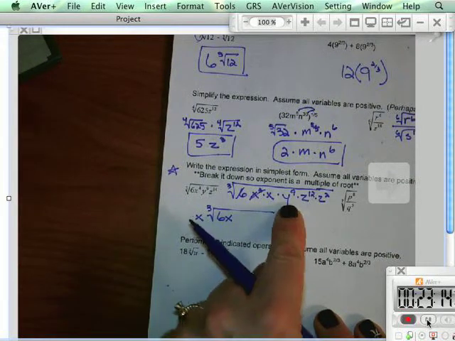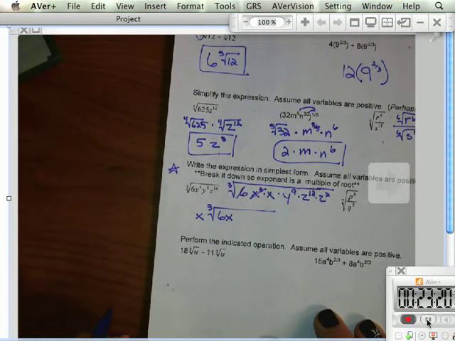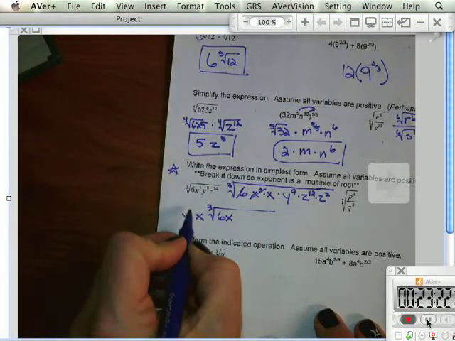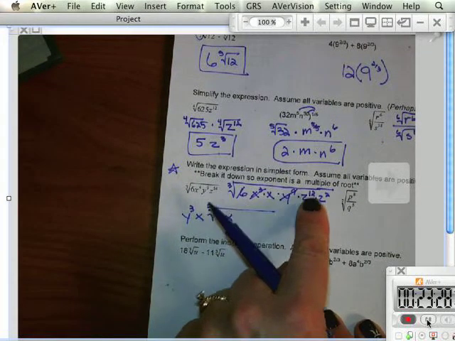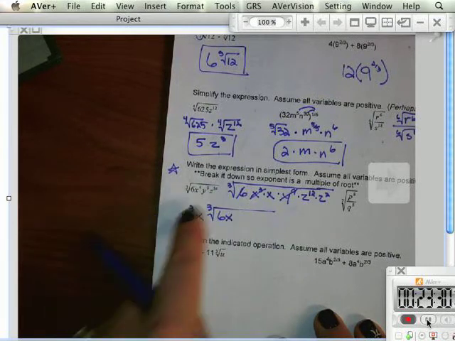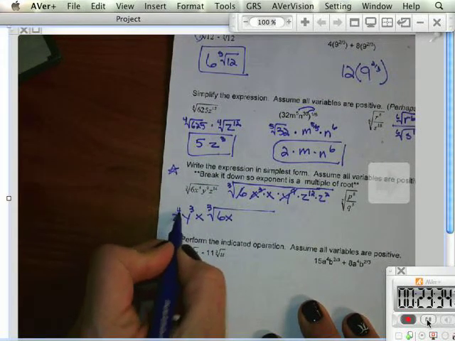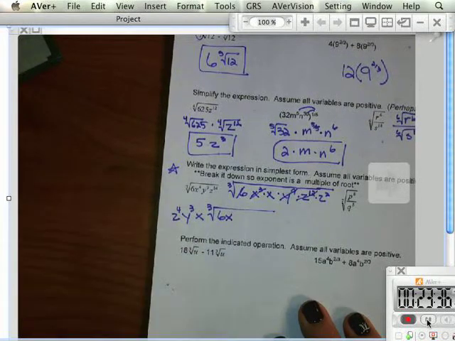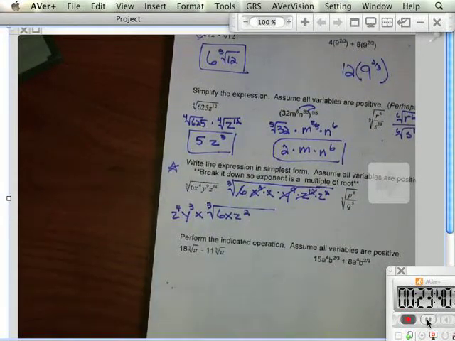What's the cube root of y to the 9th? 9 divided by 3, which is what? 3. So it's going to be y to the 3rd, pulled out. Cube root of z to the 12th, you just do 12 divided by 3, which would be out here, what? Z to the 4th. That's gone. And I can't do anything with z squared. That's got to stay under there. That's your answer.